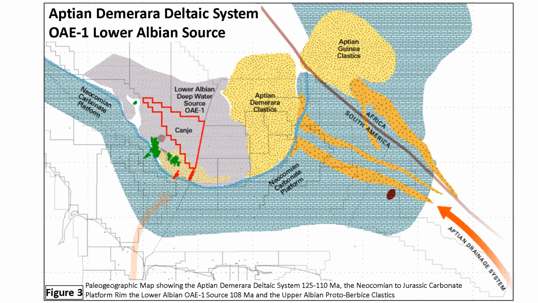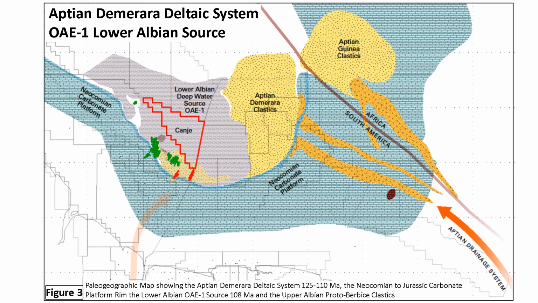For the next few slides, I'm going to show a paleogeography map along with an isochron from the 2D seismic data. This first map shows the Neocomian to Jurassic carbonate platform. It also shows the Demerara clastics here, as well as another deltaic system that is currently over in Guinea in Africa. It also shows the Lower Albian deepwater source rock in this area.